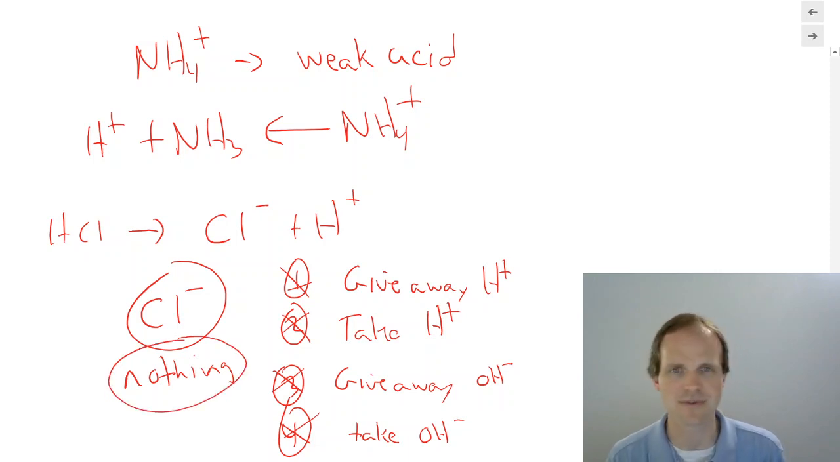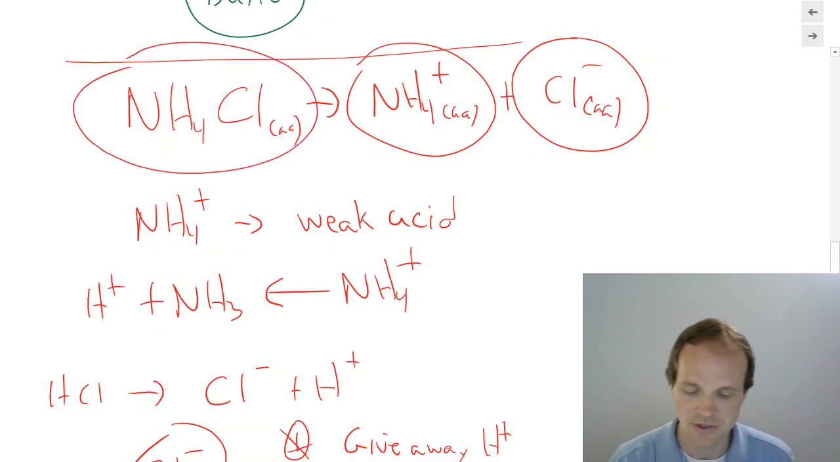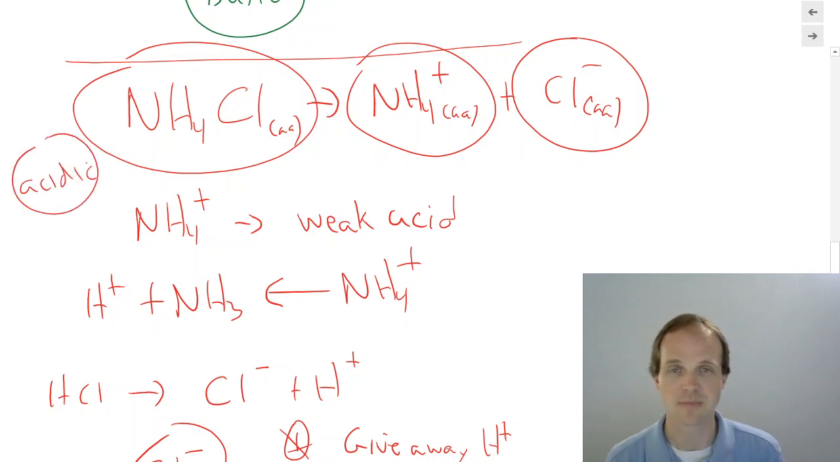Not to say there's no chemistry with chloride, but there's no pH chemistry with chloride. And so we have ammonium chloride. Ammonium is going to act as a weak acid. Chloride is going to do nothing. So overall, ammonium chloride should make a slightly acidic solution from the weak acid ammonium.